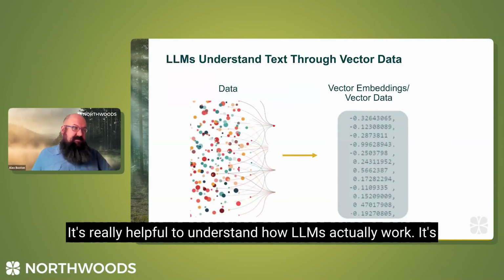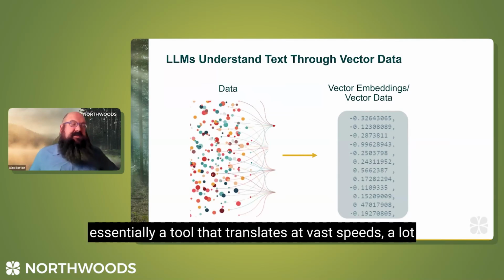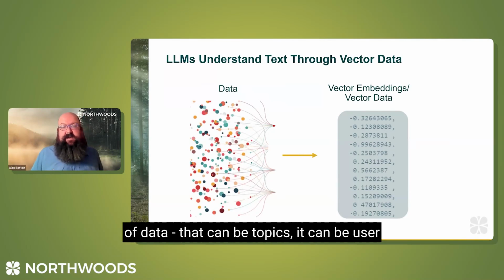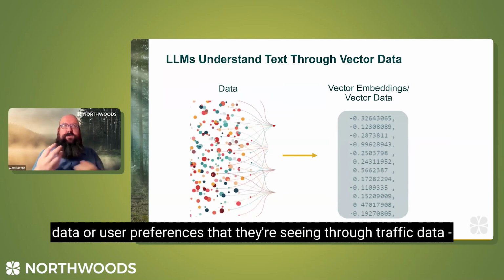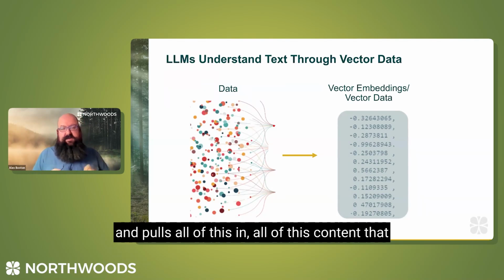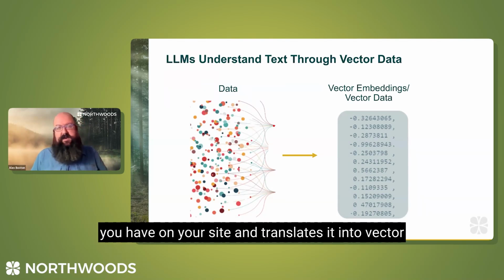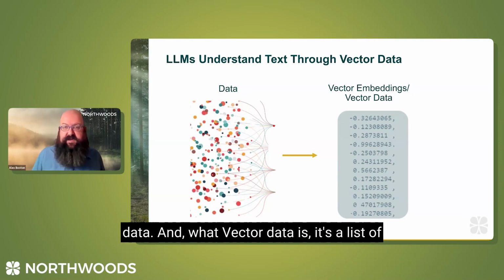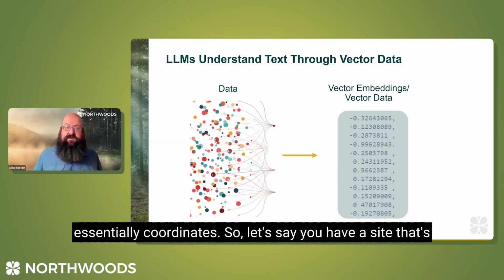It's really helpful to understand how LLMs actually work. It's essentially a tool that translates, at vast speeds, a lot of data, whether that's topics, user data, or user preferences they're seeing through traffic data. It pulls all of this in, all the content that you have on your site, and translates it into vector data. And what vector data is, is essentially a list of coordinates.